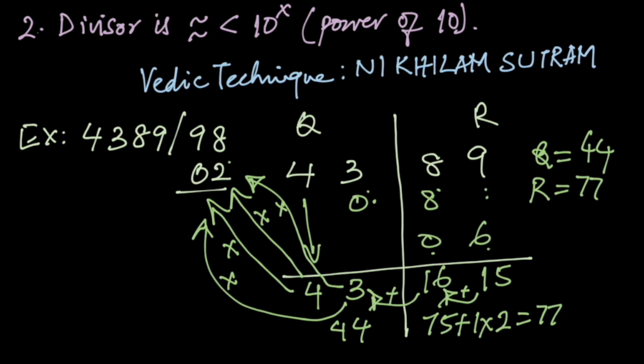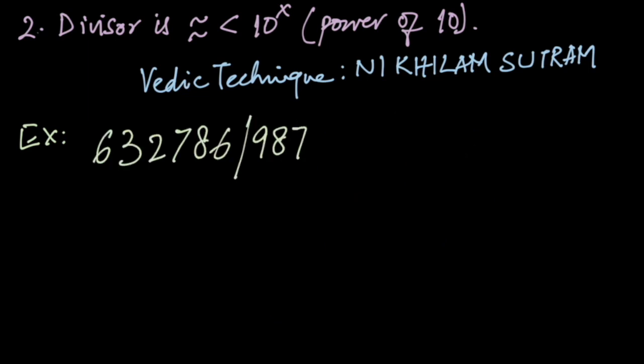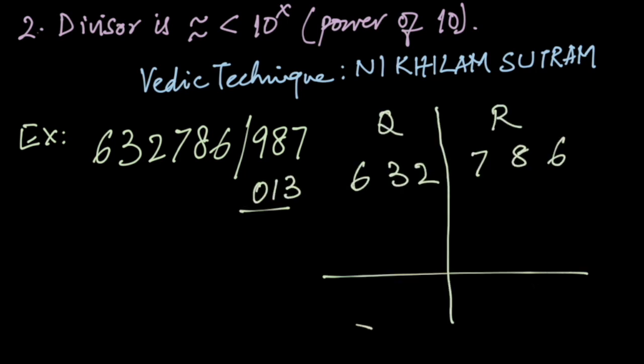Let's do one more example. Now suppose we have to divide this number. Here 987 is close to 1000 and 1000 has 3 zeros. So we will write 13 as 013, and in this case the remainder will have 3 digits and the rest of the digits will go to quotient, and again we put down the most significant quotient as it is below, and we multiply the digits of this difference individually.